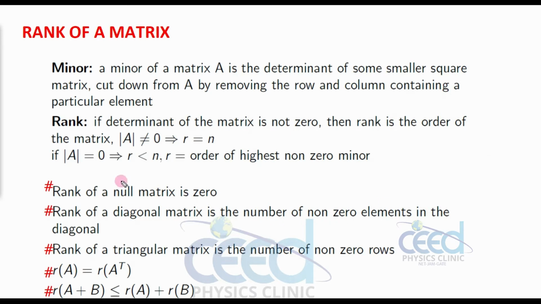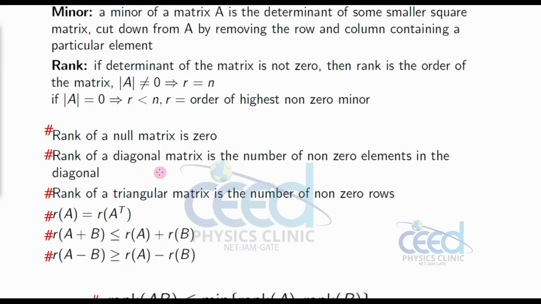So if the determinant is equal to 0, then rank is less than the order. Order means, for an n cross n matrix, n is the order. For a square matrix, rank will be less than n if the determinant is equal to 0. Then rank is equal to the order of the highest non-zero minor. That is very important, highest non-zero minor.